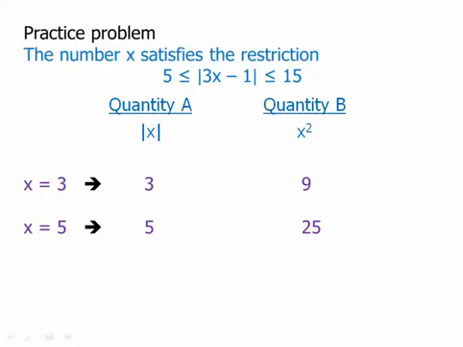We might also try a negative. One negative value that works is negative 3. This satisfies the inequality because 3 times negative 3 is negative 9, minus 1 is negative 10. Absolute value of that is positive 10, which is between 5 and 15. So that satisfies the inequality. That's allowed. And when we plug this in, again, we get 3 and 9. So again, quantity B is bigger.